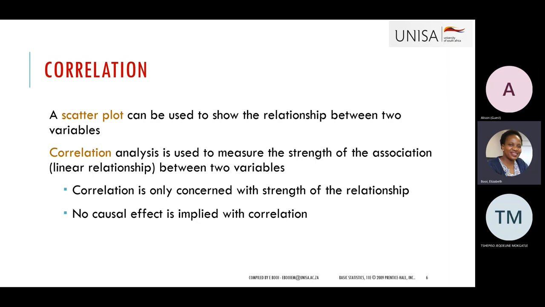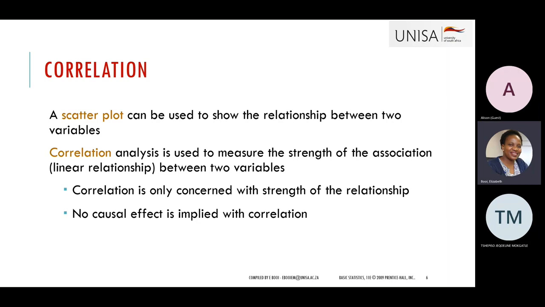not only the strength, but also the direction of the relationship between the two variables. And sometimes we call this a relationship. We want to check if it is a linear relationship. So when we talk about the strength, we talk about whether it is a strong, a weak, a moderate, or no relationship type of strength.